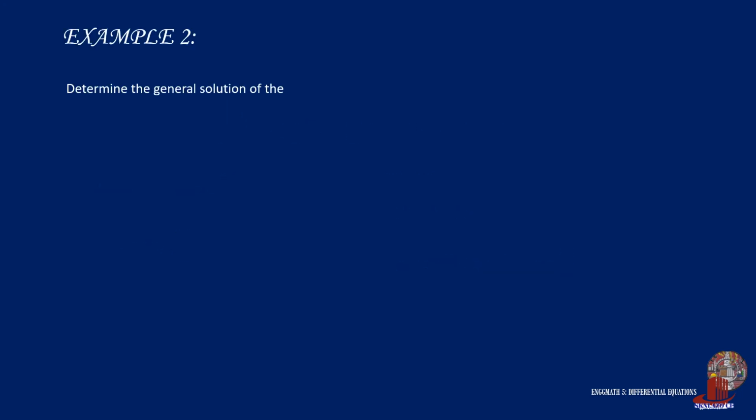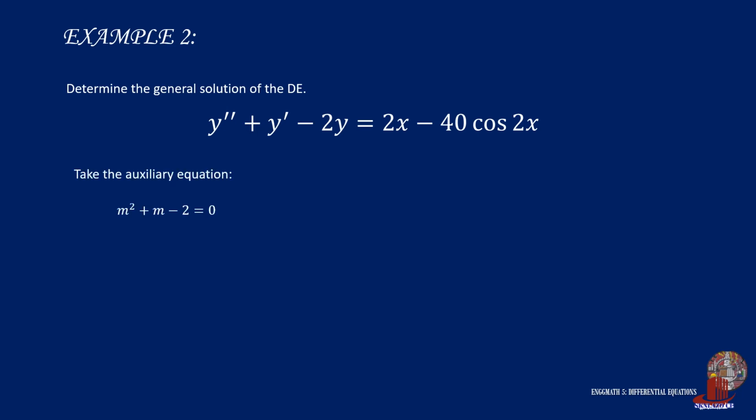The second example requires the general solution of the differential equation y double prime plus y prime less 2y is equal to 2x minus 40 times cosine of 2x. Start with yc by taking the auxiliary equation, which is m squared plus m minus 2 equals 0. And this is factorable, giving the roots 1 and negative 2. So we have distinct roots. Thus, from the standard format, using distinct roots, we get yc as c1 times e raised to x plus c2 times e raised to negative 2x.